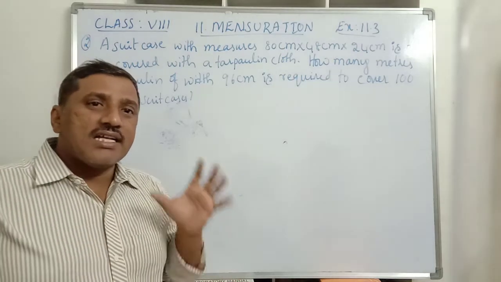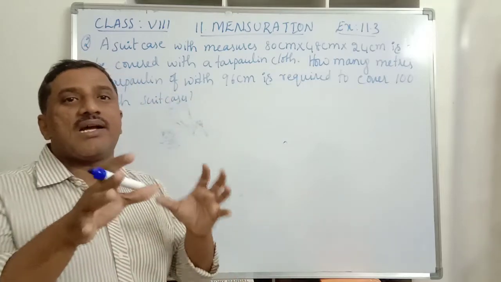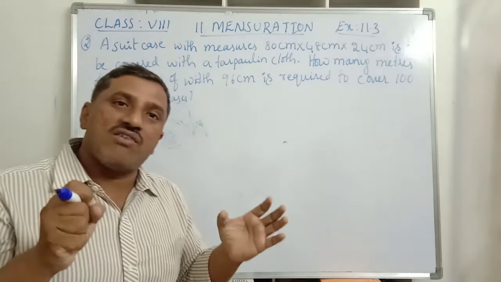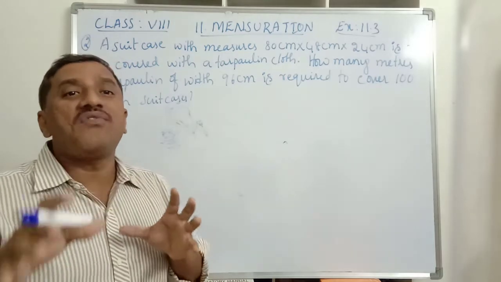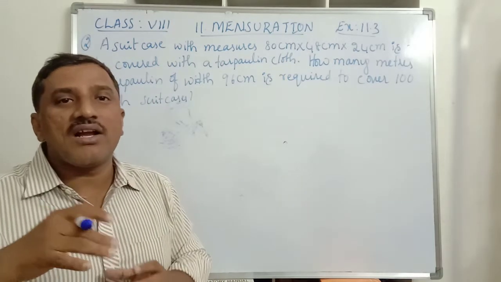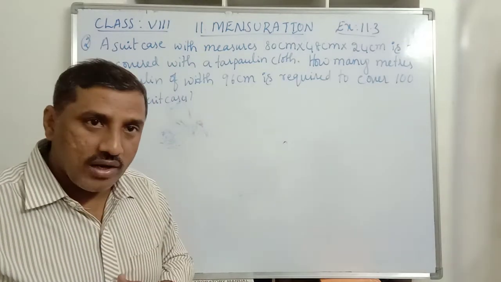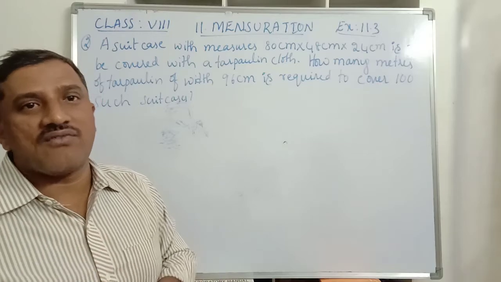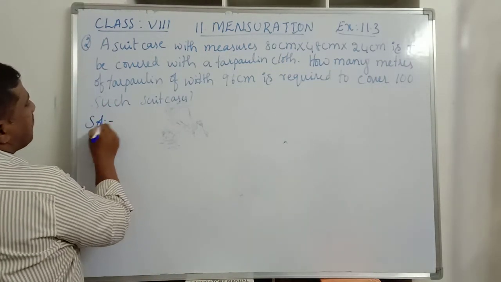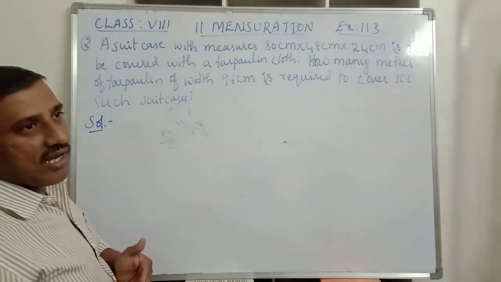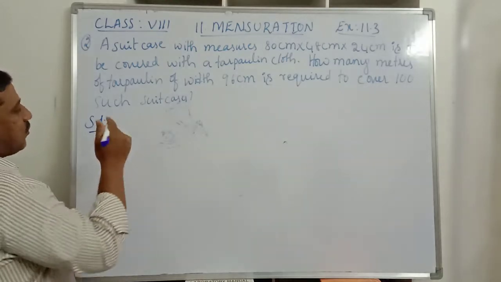Here, the total surface area of 100 suitcases is equal to what? Yes, it is equal to the area of the cloth required. Area of the cloth required is equal to the total surface area of 100 suitcases. Now find the total surface area of one suitcase, then multiply it with 100, and we get the total surface area of the 100 suitcases.